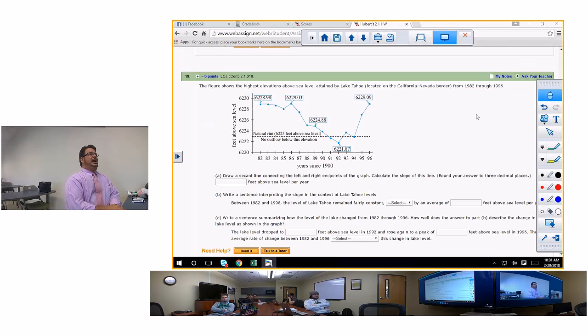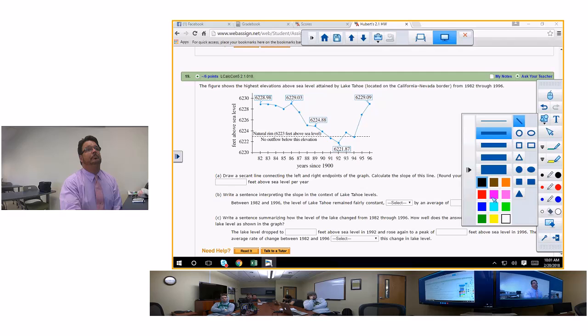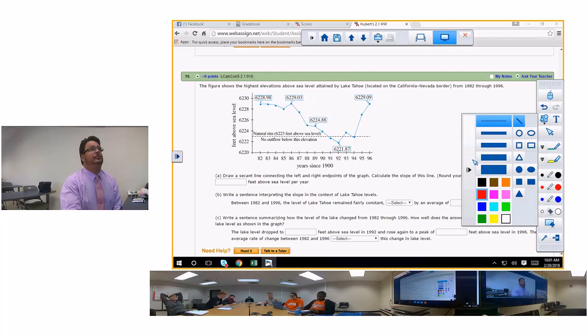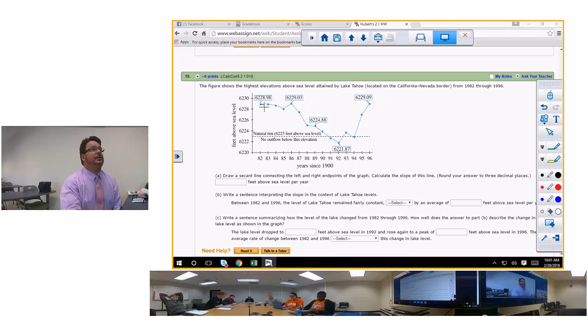The figure shows the highest elevations above sea level attained by Lake Tahoe, located on the California-Nevada border from 1982 through 1996. And it says, draw a secant line connecting the left and right endpoints. So I'm going to take a red secant line and draw one from the left endpoint. I suck at this. Hold on.